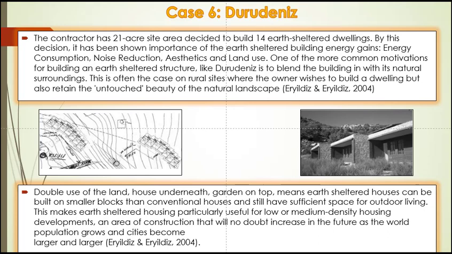This is often the case at rural sites where the owner wishes to build a dwelling but also retain the untouched beauty of the natural landscape. The double use of land, with a house underneath and gardens on top, means earth sheltered houses can be built on smaller blocks than conventional houses and still have sufficient space for outdoor living. This makes earth sheltered housing particularly useful for low or medium density housing developments, an area of construction that will no doubt increase in the future as the world population grows and cities become larger and larger.